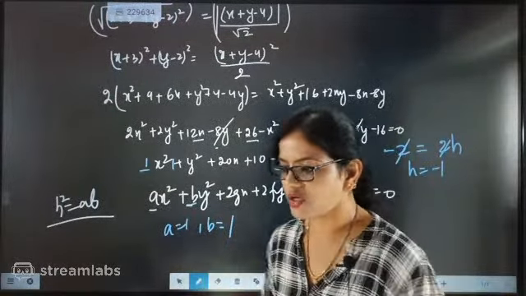In a parabola, whenever you get a general equation, h square will be equal to AB. What is h here? H is minus 1, whose square is 1. Here A is 1, B is 1, so if you multiply A and B, you get 1. Tell me, did you understand or not? I rest my case. After this, there is no case left to discuss.